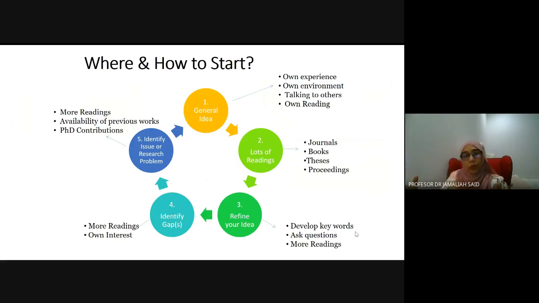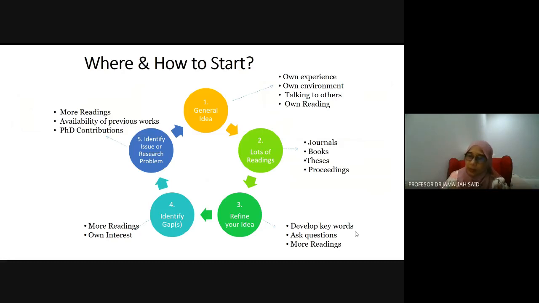So if your methodology is quantitative, try to download more theses on quantitative. If you are doing qualitative, the same thing applies. Download as many theses on your area as possible, using the same methodology that you plan to do. Okay. Then from that, you identify the gap.